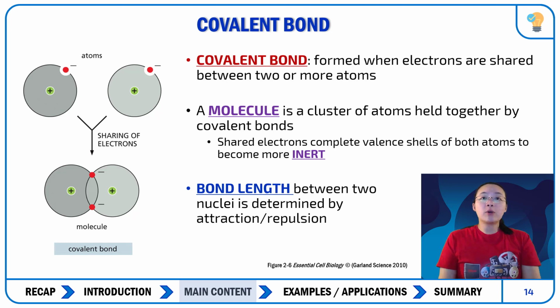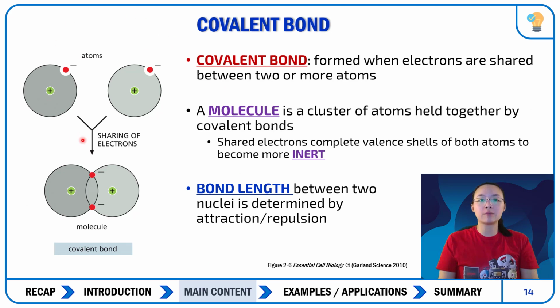So what about covalent bonds? We talked about ionic bonds where basically there's a transfer of electrons, but with covalent bonds, there's a sharing of electrons. So these are formed when electrons are shared between two or more atoms. Why? Because when they share them, they both become inert and have full valence shells. So an example is given here.